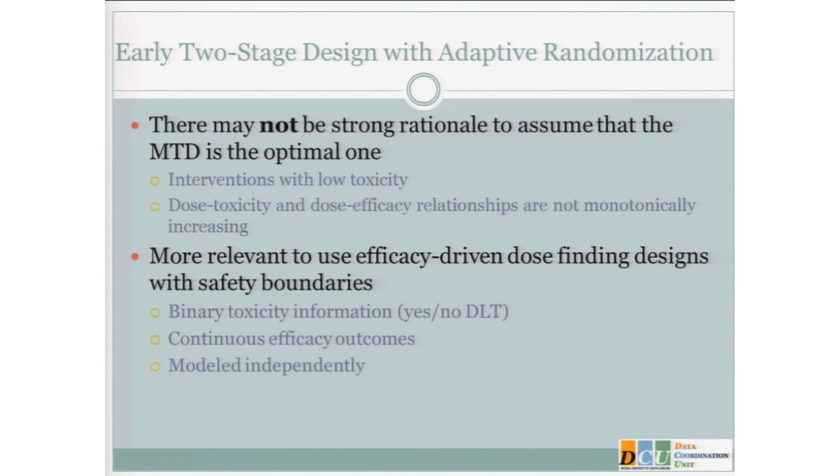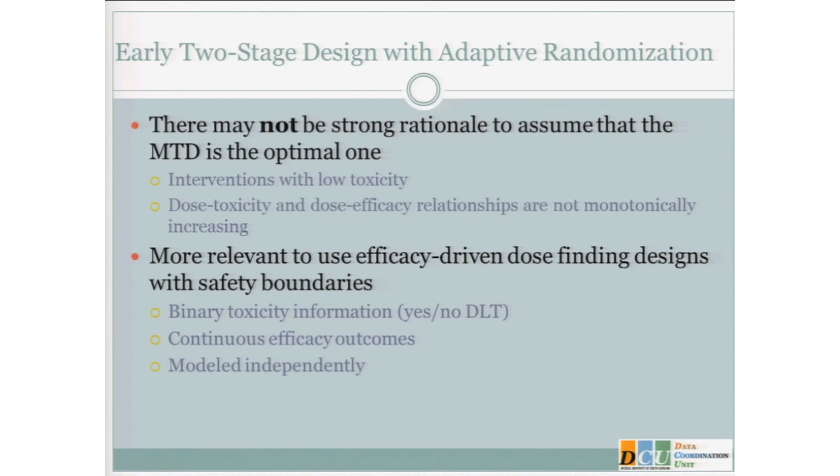Okay, and now I'm going to spend a few minutes talking about a relatively new design that, I guess my disclosure is that this was proposed by one of our students. But it basically combines phase 1 and phase 2, okay, in a situation where toxicity is not really an issue, okay? We're not really concerned about the safety of the intervention. We're really interested in establishing which dose has the best efficacy while maintaining some level of safety control, okay? So in many cases, there's not strong rationale to assume that the maximum tolerated dose is the best dose, okay?